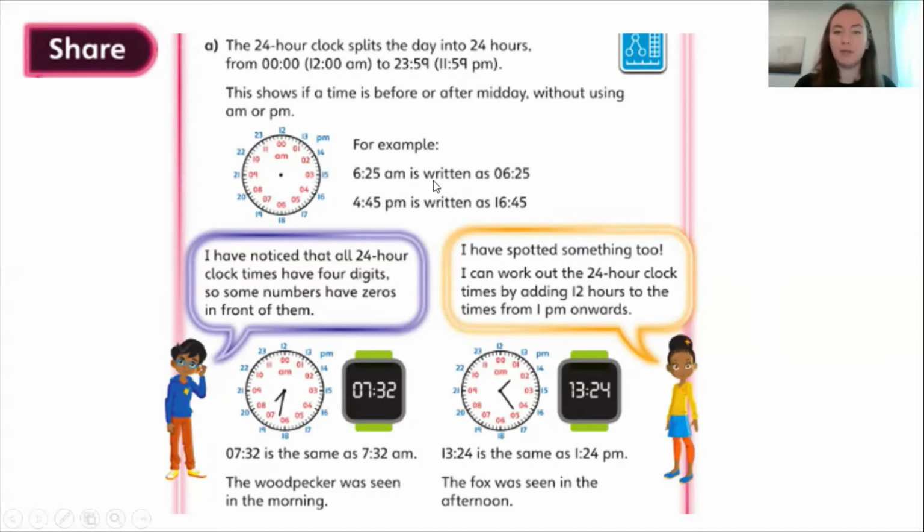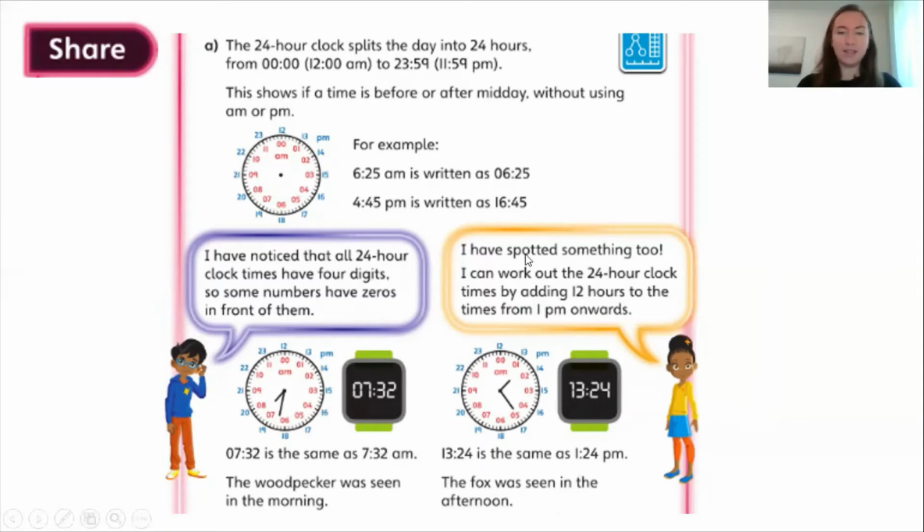Notice that in both examples, the minutes do not change. It is just how we show the hour. So over here he's saying, I have noticed that all 24-hour clock times have 4 digits. So some numbers have zeros in front of them. Like I showed you before, if the hour is less than 10, we're going to just put a placeholder 0 in that box. So 07:32 is the same as 7:32 a.m. So the woodpecker was seen in the morning.